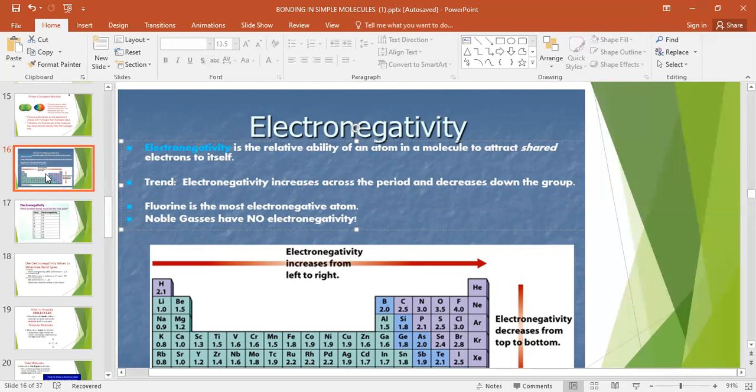Like here H and Cl, this hydrogen, this chlorine, the bond formed between H and Cl. Which type of force holds these H and Cl together? What do we call it? Electronegativity. Electronegativity, the force of attraction between two atoms. That's it. The force of attraction between two atoms we call electronegativity.